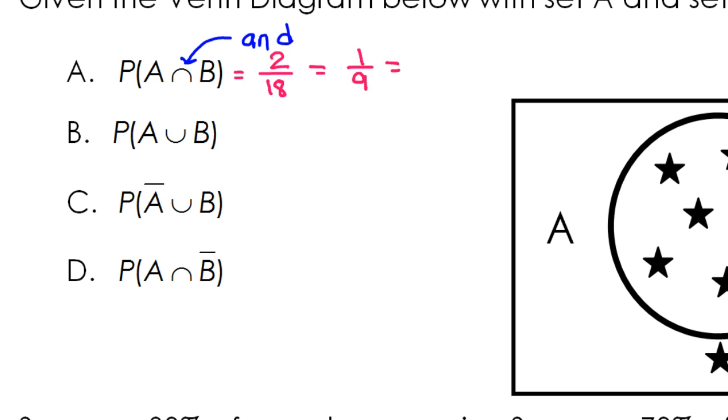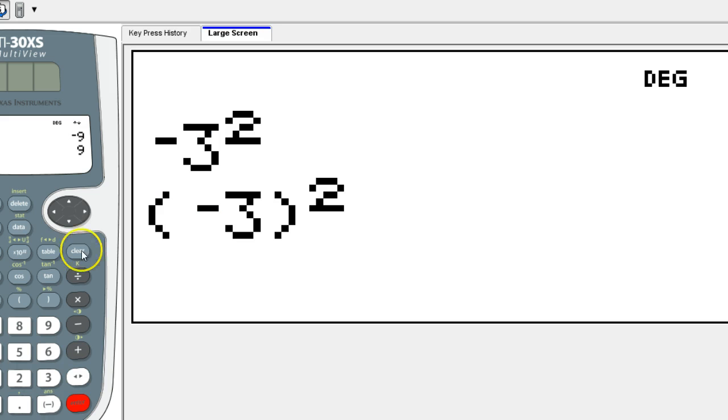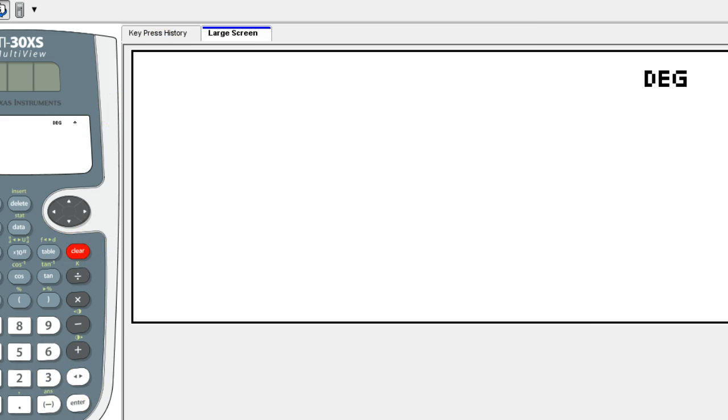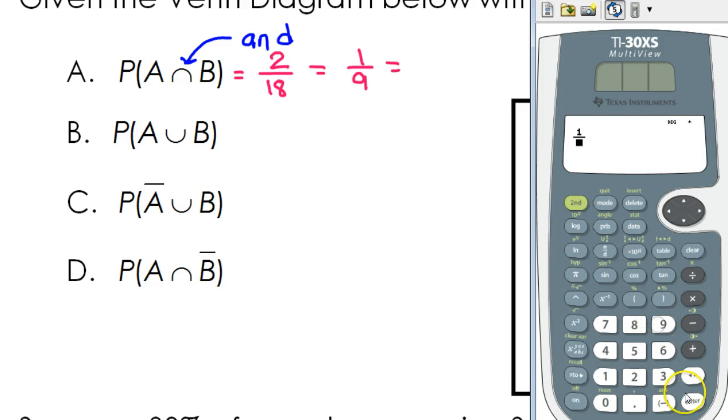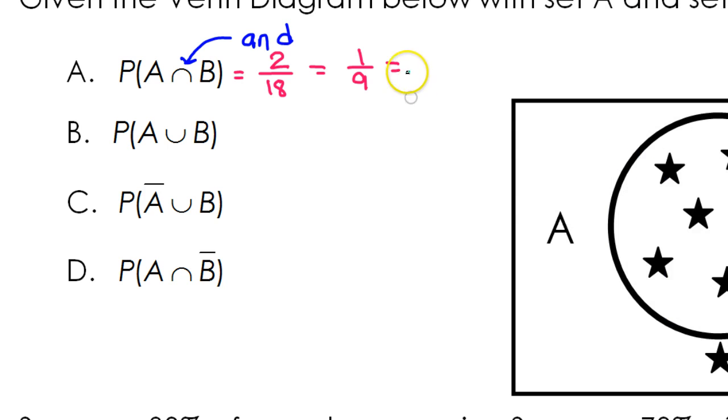Okay, please be prepared to write that as a decimal. 1/9 is the same thing as 0.1111. Always use 4 decimal places for your probability. As a percent, that would be 11.11%.